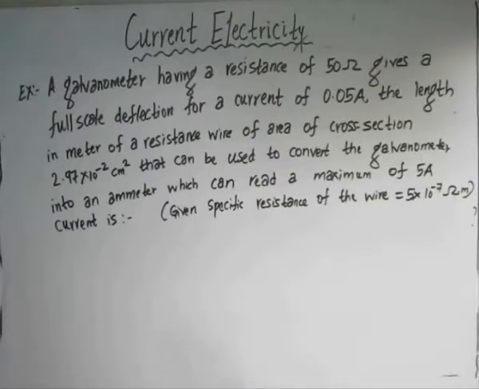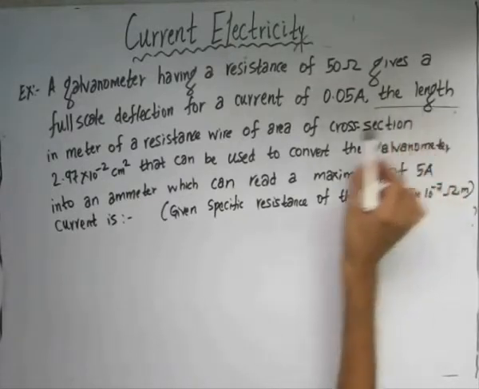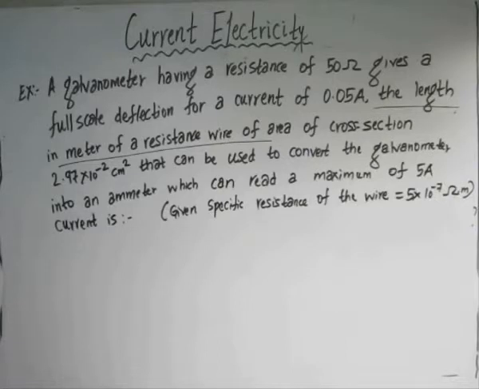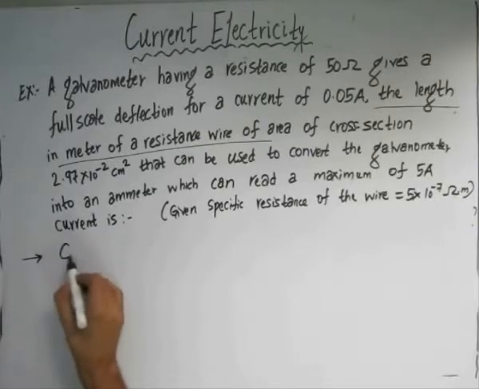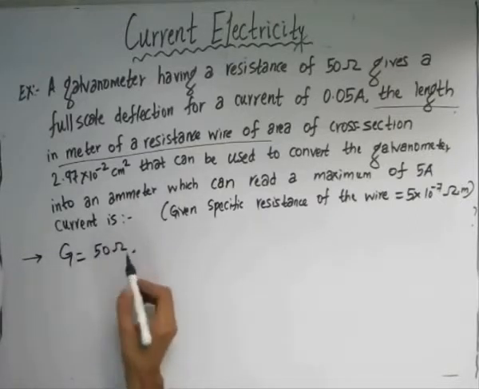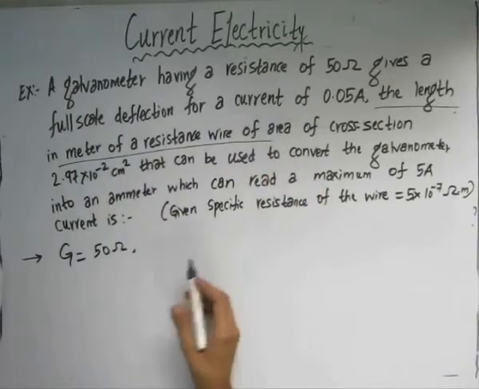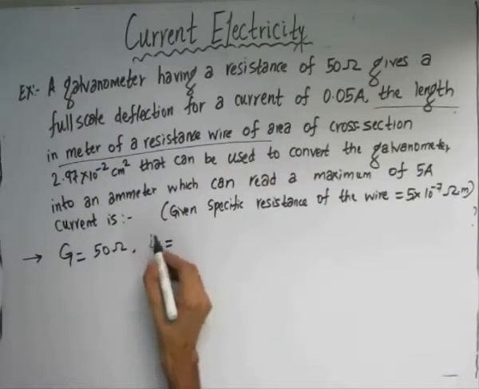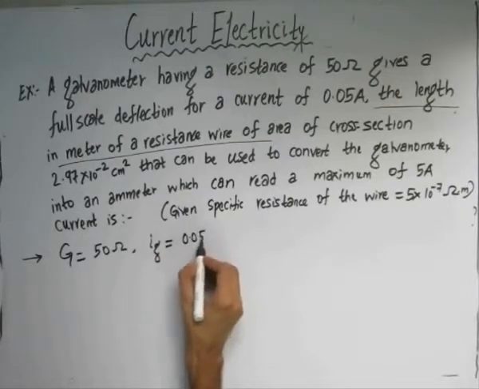The specific resistance for the wire is given as 5 into 10 to the power minus 7 ohm meter. Now in this example we are required to determine the value of the length of the resistance wire in meters. Now we have been given the data: the resistance of the galvanometer is 50 ohms. It produces a full scale deflection of 0.05 amperes, so the value of Ig is 0.05 ampere.